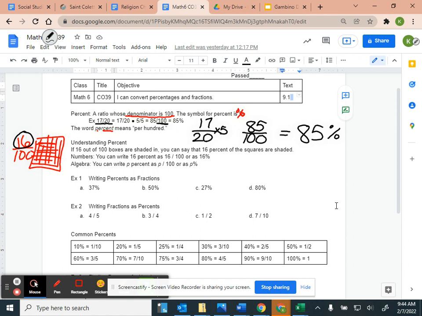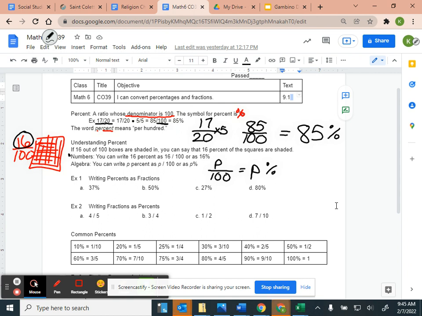So writing percents as fractions is the reverse. You can write 16% as 16/100ths or as 16%. So you can write it as a fraction with 100 as your denominator, or you can write it with the percentage sign. You can write P percent as P out of 100, so P percent is the same as saying P out of 100.